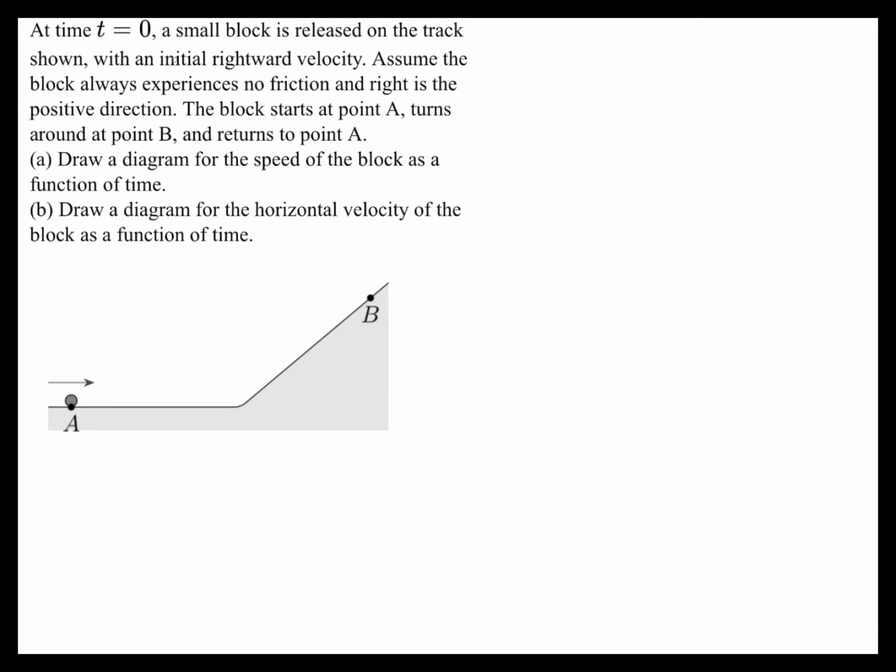At time t equals 0, a small block is released on the track shown with an initial rightward velocity. Assume the block always experiences no friction and right is the positive direction. The block starts at point A, turns around at point B, and returns to point A.